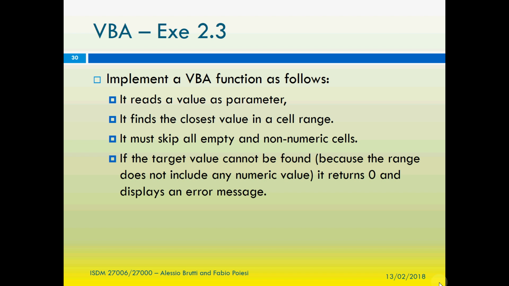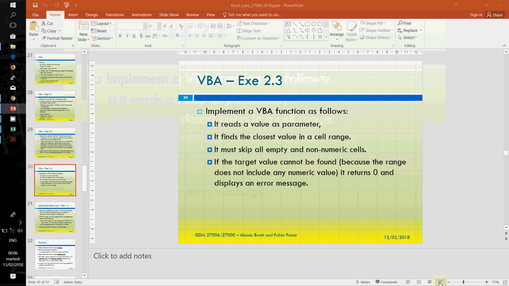The function must skip all empty and non-numeric cells, so if the user provides non-valid cells in the range, cells not containing numbers, we have to skip those cells, we don't care. If the target value cannot be found, because the range does not include any numeric value, then the function returns 0 and displays an error message. Okay.